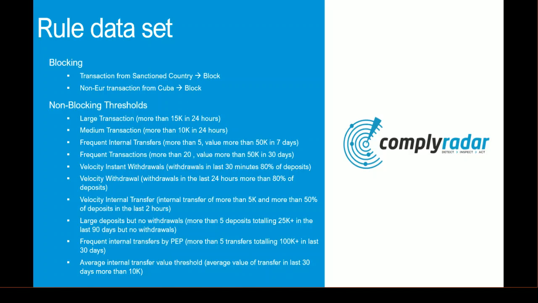So you have different situations. There are the obvious rules where you would say, definitely I would not like these transactions to flow in, and there are others which obviously would need investigation. Okay? Right?